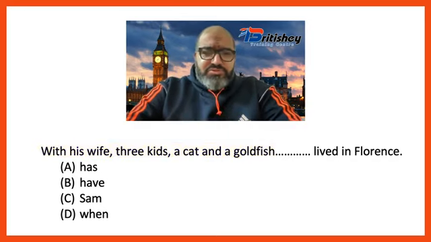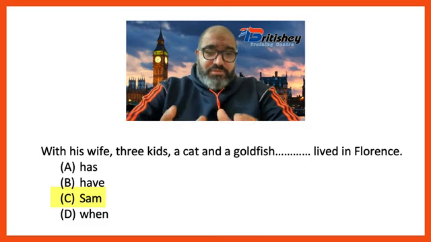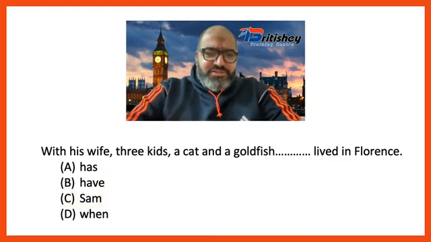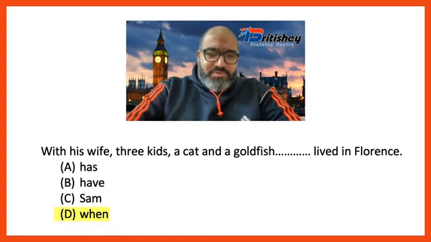So now let's go and choose. Is it going to be has? No, we don't need a verb. We need a subject. Has is a verb. Is it have? It's the same idea. Have is a verb. We don't need a verb. What about Sam? Oh, yeah, Sam. That can be a subject because that's the name of a person. So we can say, with his wife, 3 kids, a cat, and a goldfish, Sam lived in Florence. Yes, that can be a good answer. But when? No, because that's a kind of connector, and we don't need a connector. We need a subject.